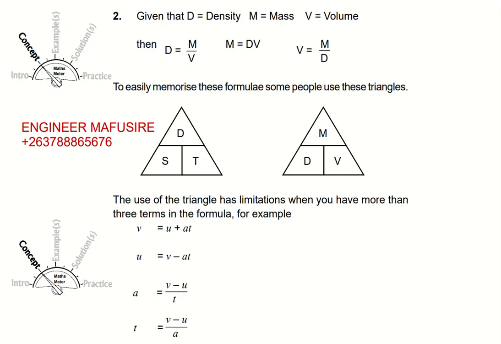So the use of the triangle yedu ndo patinozoti inenge ine ma limitations, saka ino limitwa nema number of terms. So when you have more than 3 terms edu, the triangle yedu aikwanise kuva applied. For example, tine this formula iri panapa ishi. This formula iri panapa iyi inoshanda ku physics, ndo inotaura nyaya yekutsvaga the final velocity, that is the final speed.